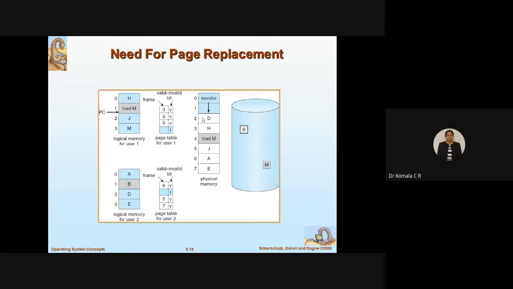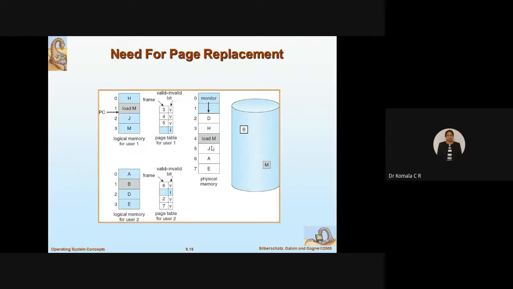Here I have some set of code, say D. D is from which memory? Logical memory of process 2, where it is stored in frame 2, because 2 is shown as a valid bit with respect to this. Same way H. H is stored in frame 3. 3 is with respect to process 1. Since 3 is valid, H is stored. Same way load M. Load M is with respect to process 1. For process 1 I have 4 as a valid bit. So frame 3 is used, 4 is free, and I am going to store load M there. Same way J, A, E.